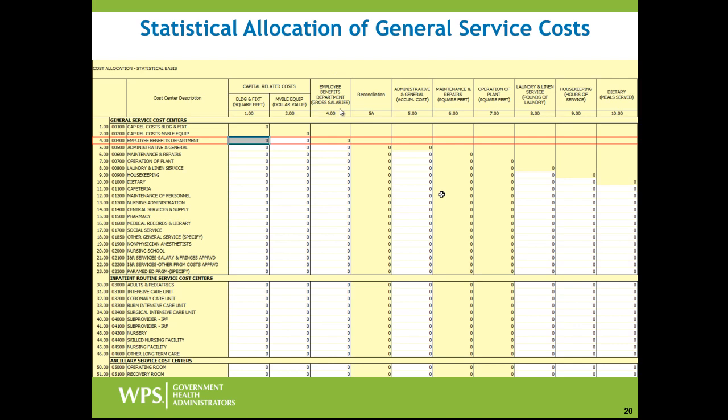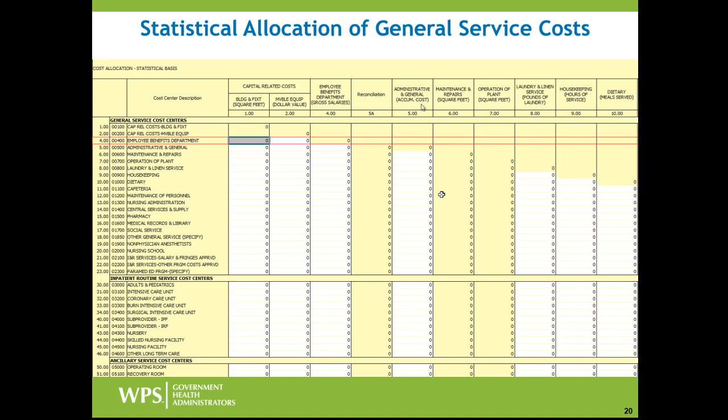Gross salaries, that's a standard statistic used for employee benefits. If one department has the largest share of salaries in the hospital, it's also going to get an equivalent share of the employee benefits. That's perhaps the most sensible one in the entire list.